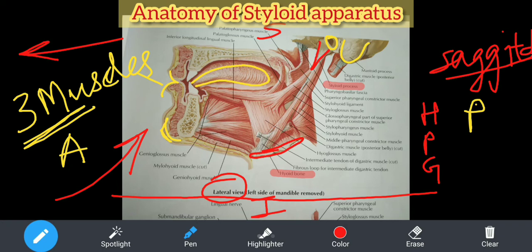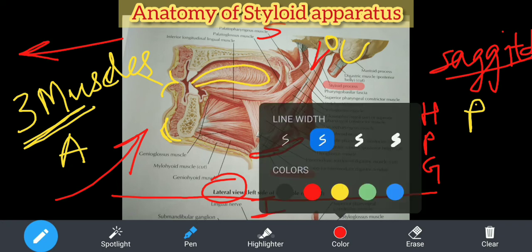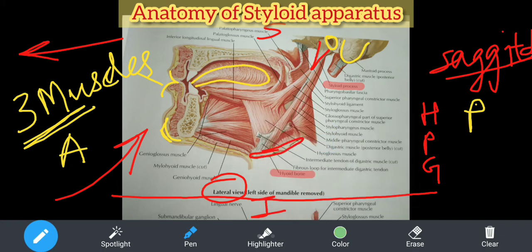So the muscle, I will use green color. From the styloid process to the hyoid bone, can you see the muscle? I will highlight it again. Stylohyoid muscle. I have highlighted it with green. Can you see it? Just trace the labeling. See this? Stylohyoid muscle. Very simple. So stylohyoid we saw.